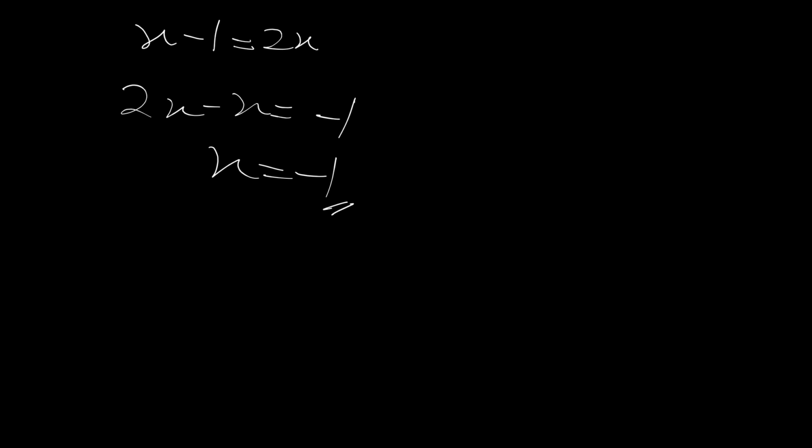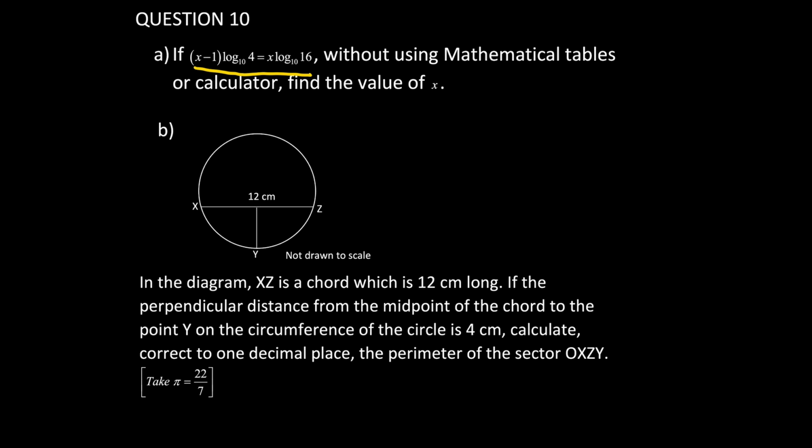Now we are moving on to question 10b. In the diagram, XZ is a chord which is 12 centimeters long. If the perpendicular distance from the midpoint of the chord to the point Y on the circumference of the circle is 4 centimeters, calculate, correct to 1 decimal place, the perimeter of the sector OXZY. Take pi to be equal to 22/7.